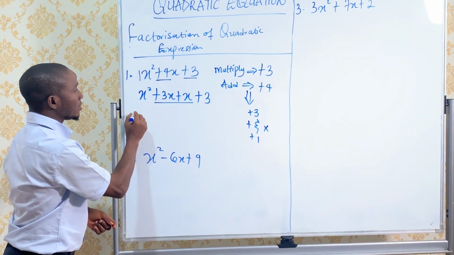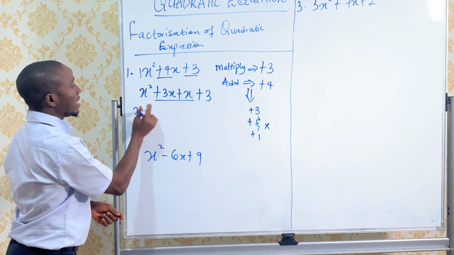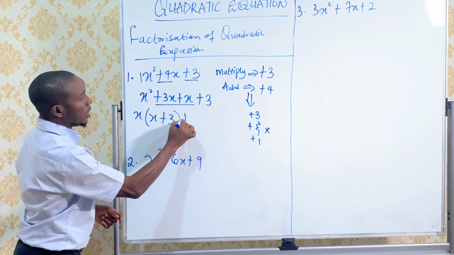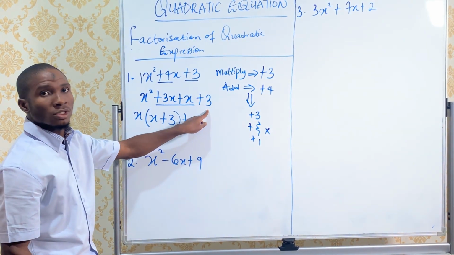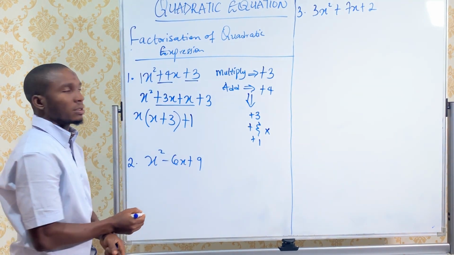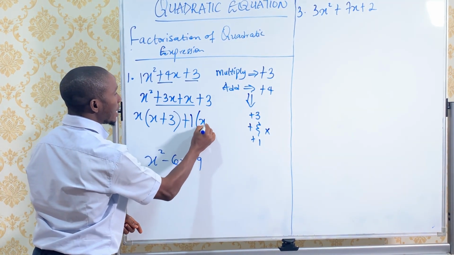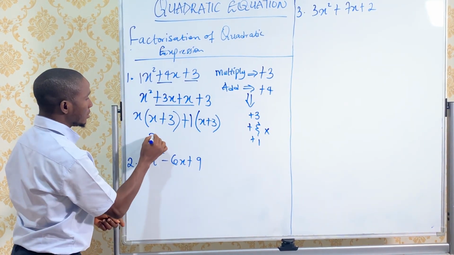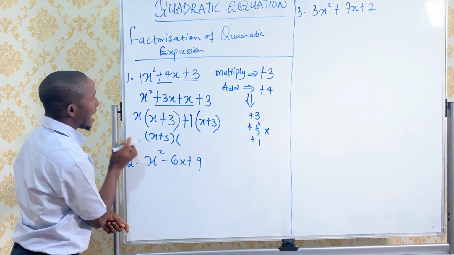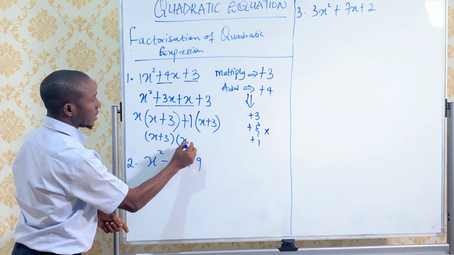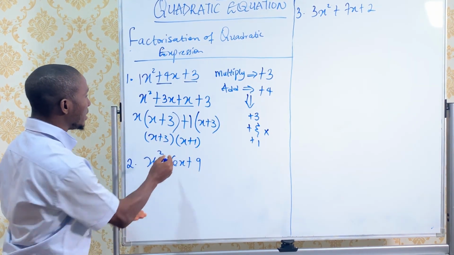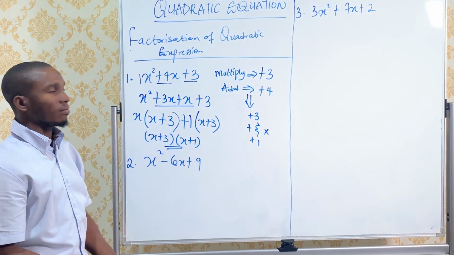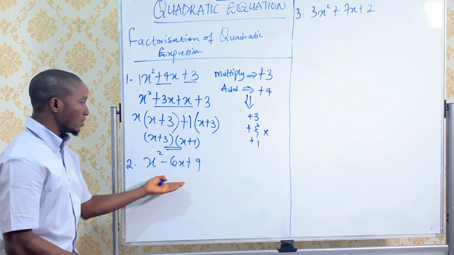Between x squared and 3x, x is common, so we bring it out. We'll be left with x plus 3. Plus, between x and 3, nothing is common, so we put 1 outside. We assume 1 is common. Then we have x and plus 3. Since we have x plus 3 on both sides, we pick 1 and we pick this x and this plus 1. We now have this to be the factorization of x squared plus 4x plus 3. That's the first question.